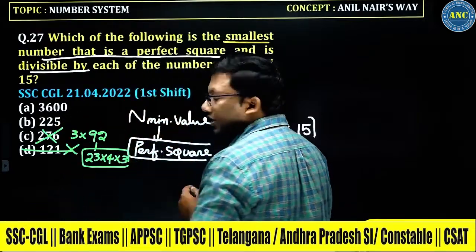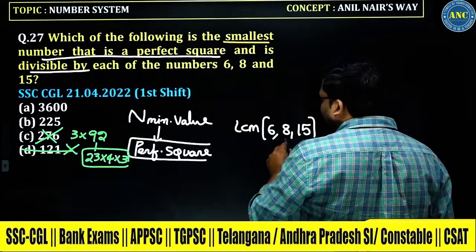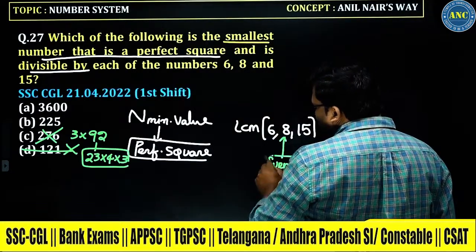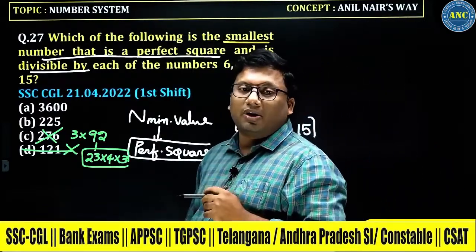Now 225. If you see here, the LCM is an even number. If one input number is an even number, the answer will also be an even number. If an input number is divisible by 2, the answer is also divisible by 2.